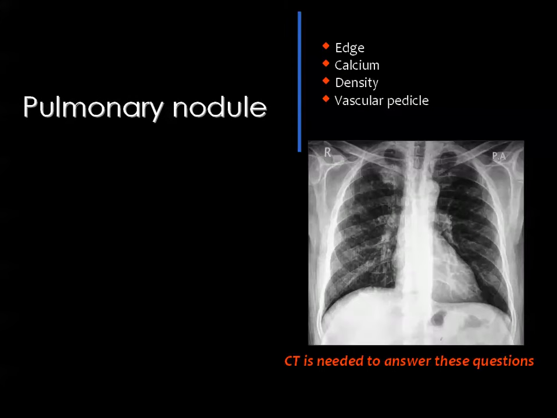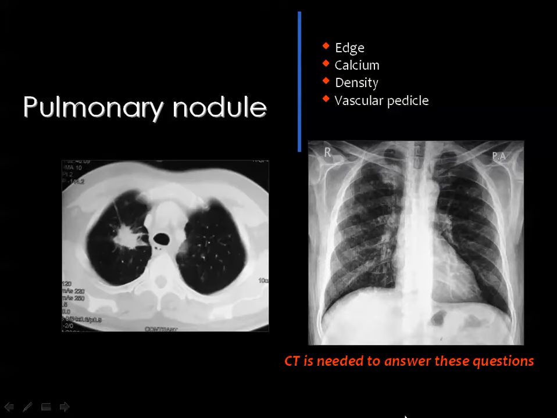Okay, if you see a nodule in the lung like this, then you want to answer 4 questions. What about the edge? Is it smooth or speculated? What about the calcium content? Is it containing calcium or not? What about the density? Is it solid or water content? What about the vascular pedicle? Is there any vascular pedicle or not? If you cannot answer the 4 questions, then you should have the support of CT.